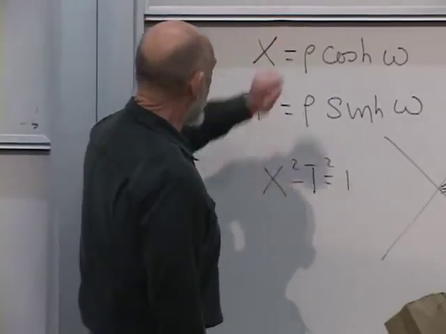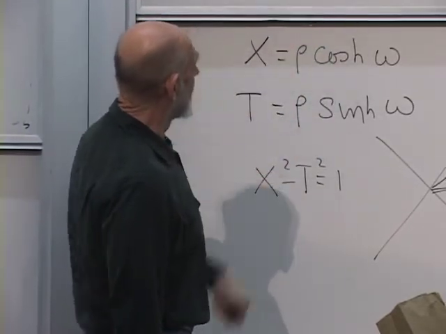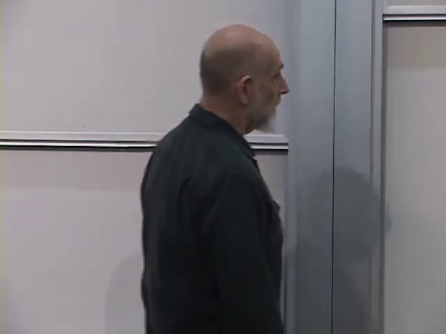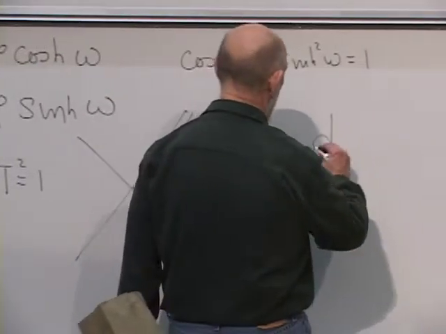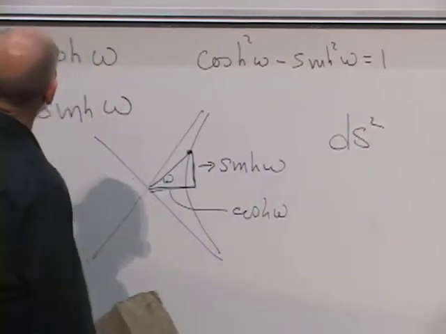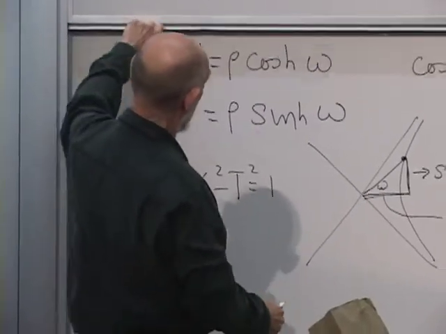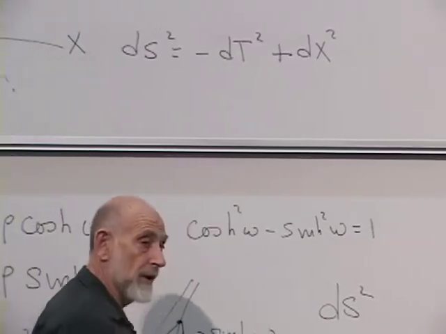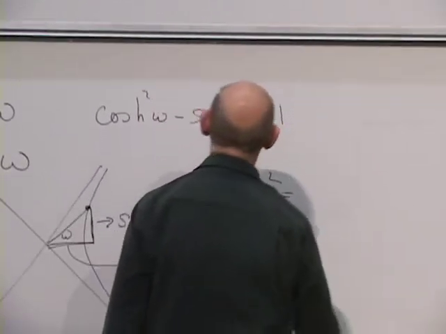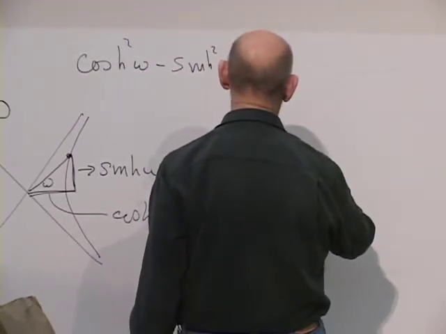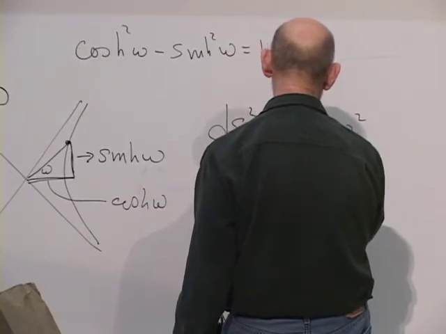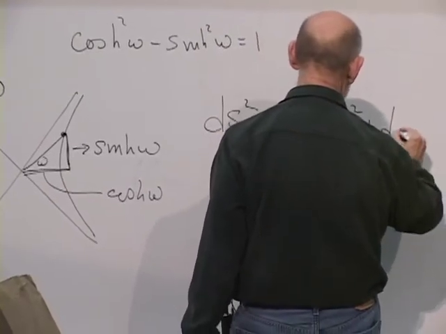Okay, now, we have x equals rho cosh omega, t equals rho sinh omega, almost the same as the equation for x and y up there. Let's guess what the metric looks like. Here it is. ds squared is minus dt squared plus dx squared, which is easy to work out, and is equal to rho squared d omega squared with a minus sign and with a plus sign d rho squared.